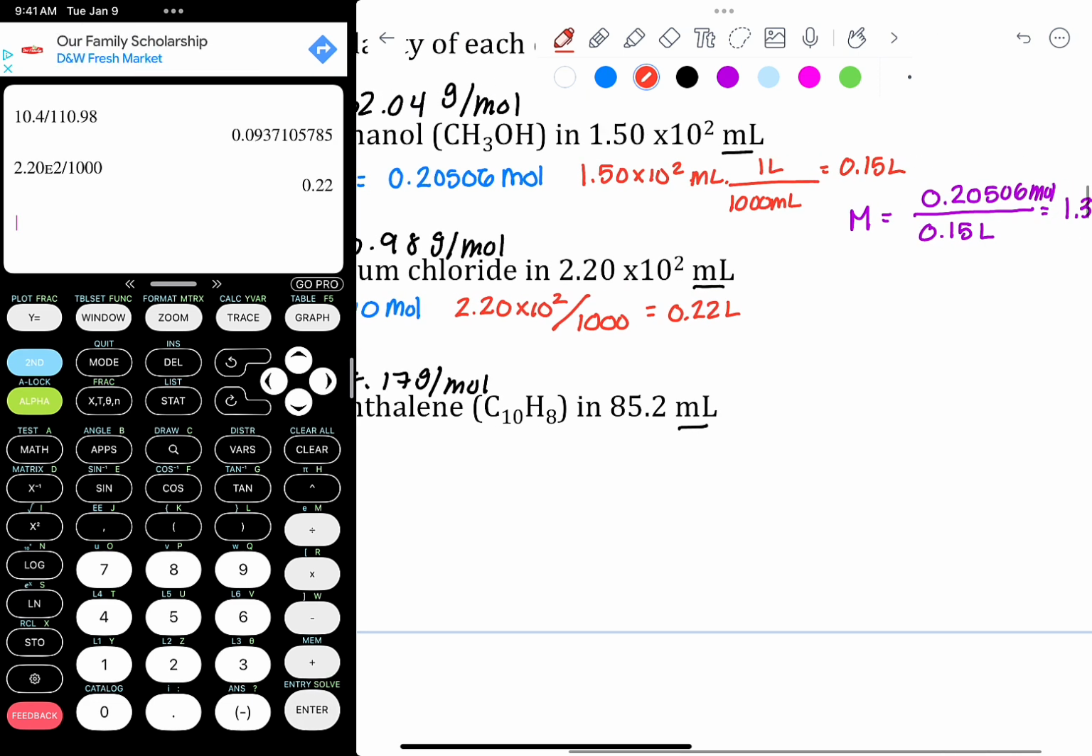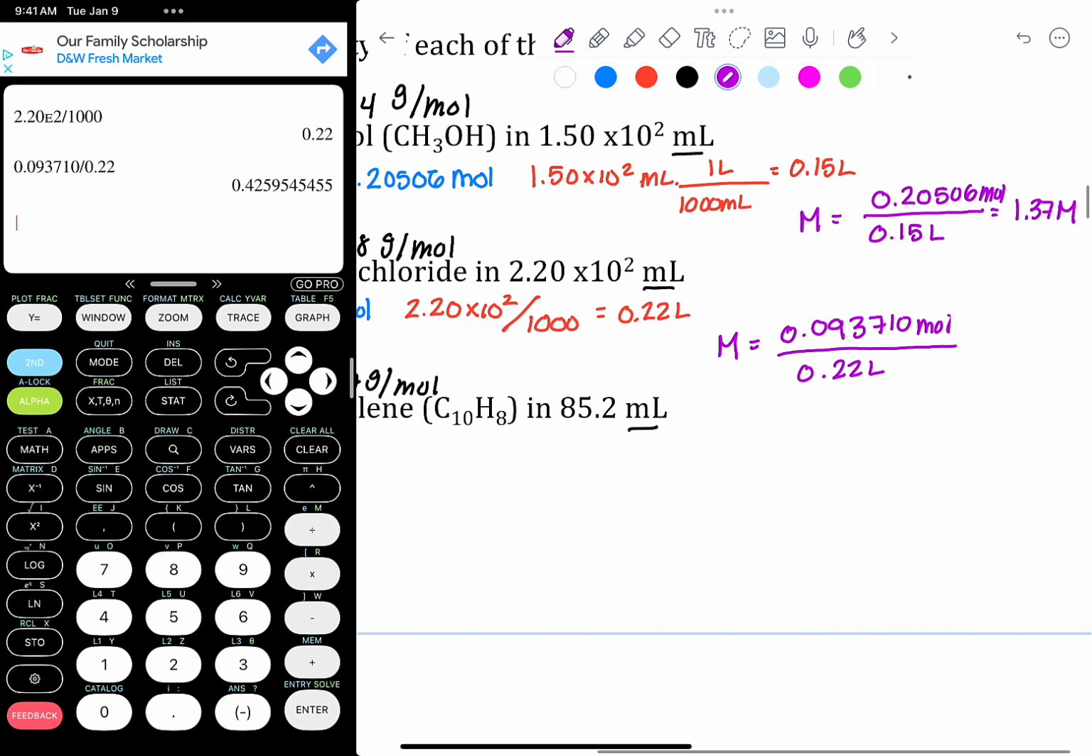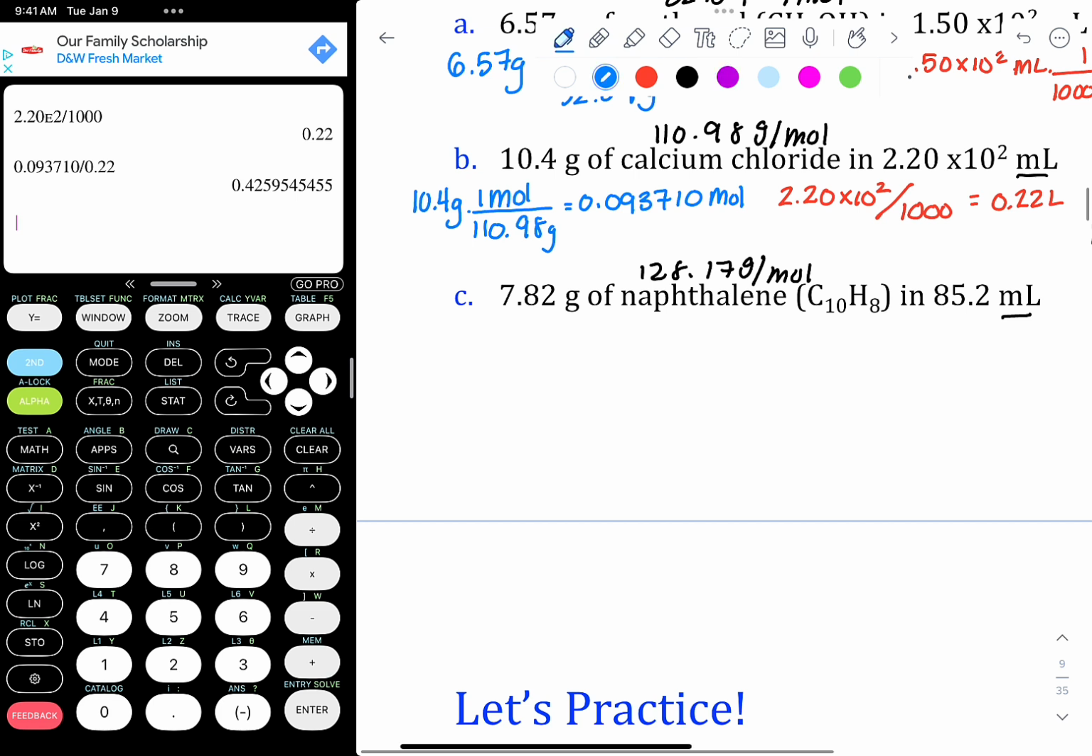Okay, so then for molarity, we take those two values, 0.093710 moles, and divide it by our volume, 0.22 liters, to get a molarity of 0.426 with 3 sig figs.